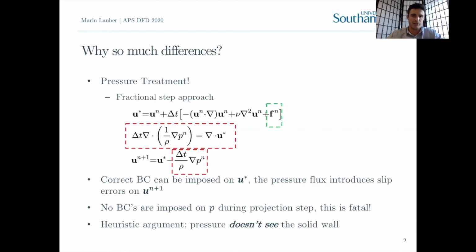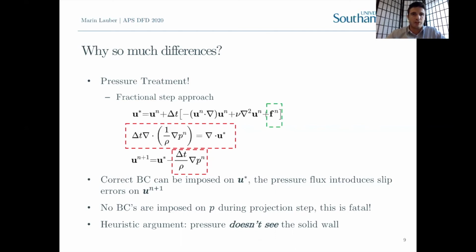You can have a very, very simple heuristic argument about that. So why is this actually happening? Well, because the structure is very, very thin and you don't impose any boundary condition on the pressure, it's like the pressure solver is not seeing that there is actually a wall there and it cannot balance any mass across this wall.